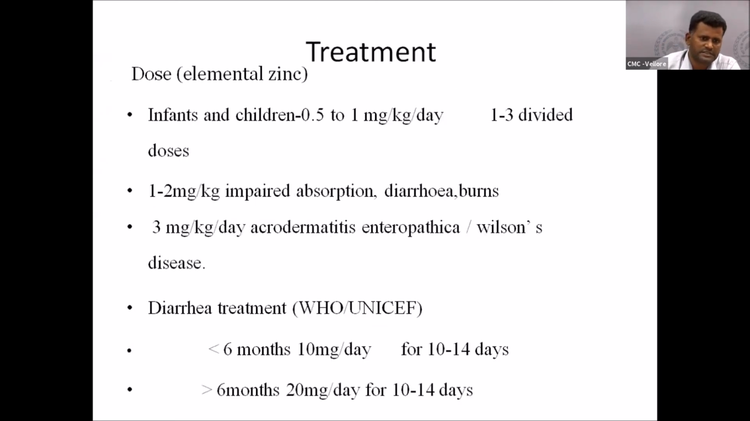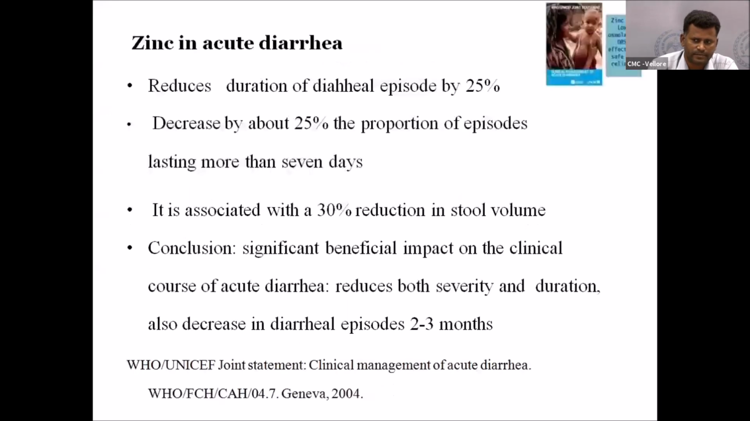So treatment is elemental zinc replacement. For infants and children, it's 0.5 to 1 milligram per kg per day. And if there is diarrhea or another malabsorption state, then we should increase the dose to 1 to 2 milligrams per kg. For acrodermatitis enteropathica, it's 3 mg per kg per day. And zinc has been proven to be useful in diarrheal treatment. Less than 6 months, we should give 10 milligrams per day for 10 to 14 days. More than 6 months, 20 mg per day for 10 to 14 days.